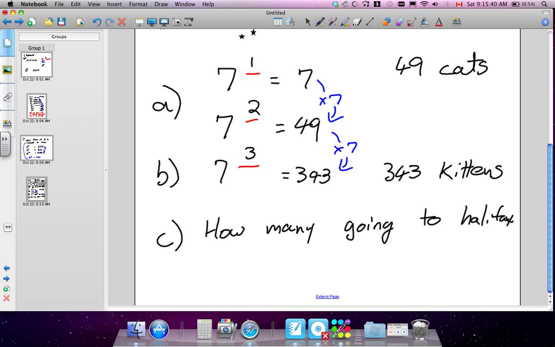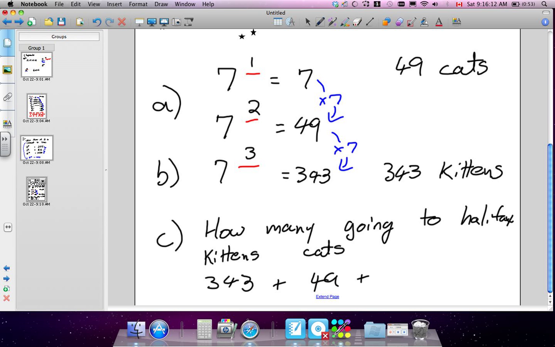343. Okay, so kittens, 343. What else is going to Halifax? The cats. How many of those? 49. Anything else going to Halifax? The sacks. Are sacks considered people or living things? Yeah, a sack is just a bag. So we probably don't have to include how many sacks are going, but we can in our second answer.